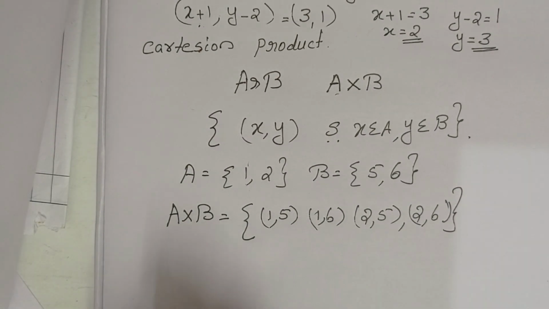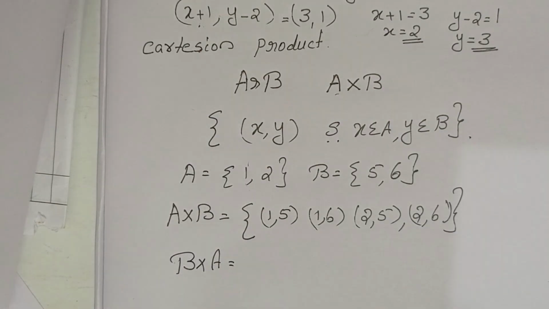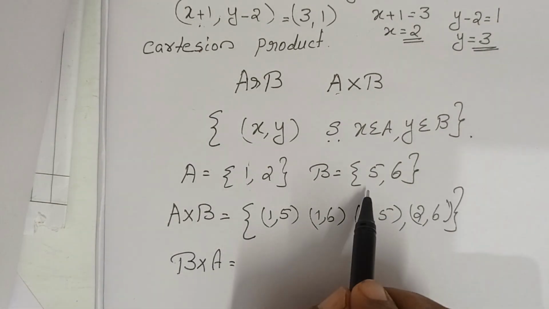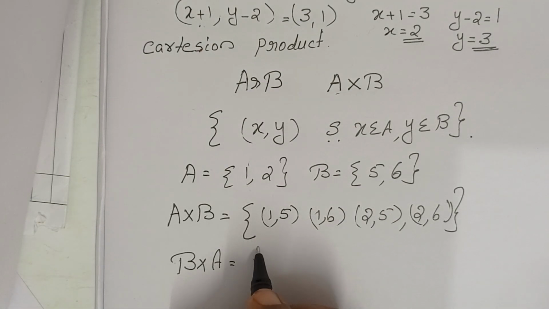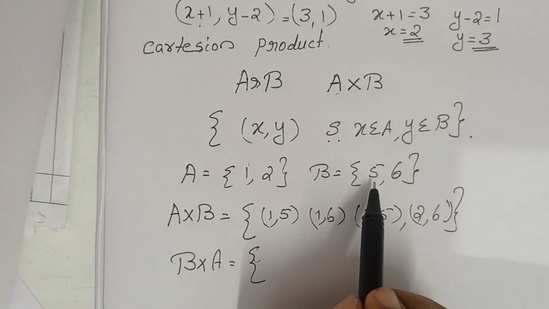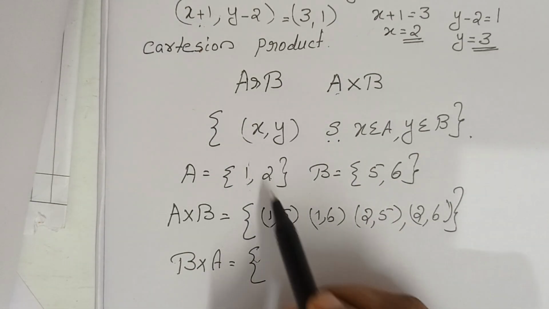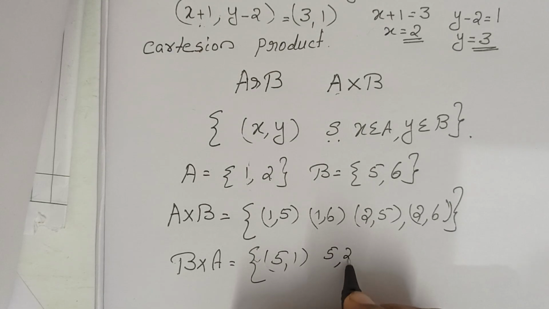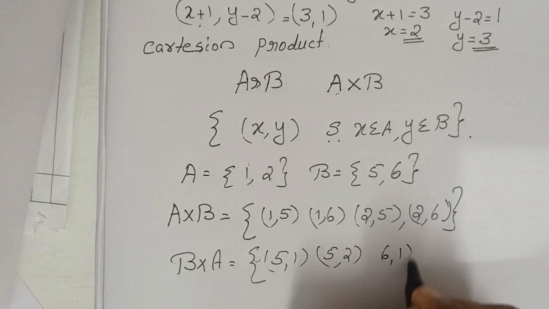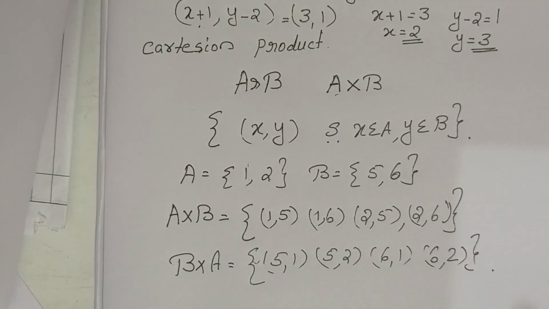Now, can you write what is B cross A? B cross A means we take B first. B is the x component. That means the set, look at the board: (5, 1), (5, 2), (6, 1), (6, 2). This is the meaning of B cross A.